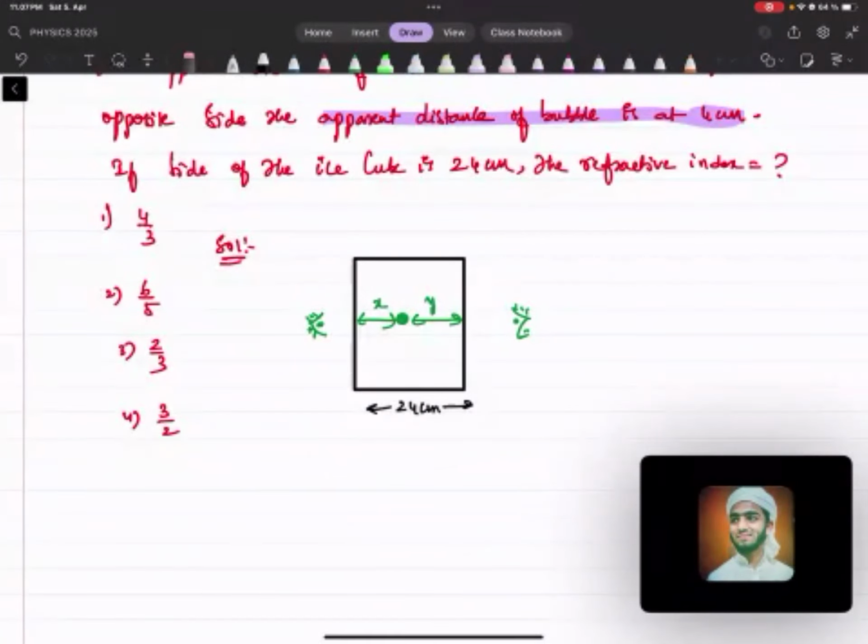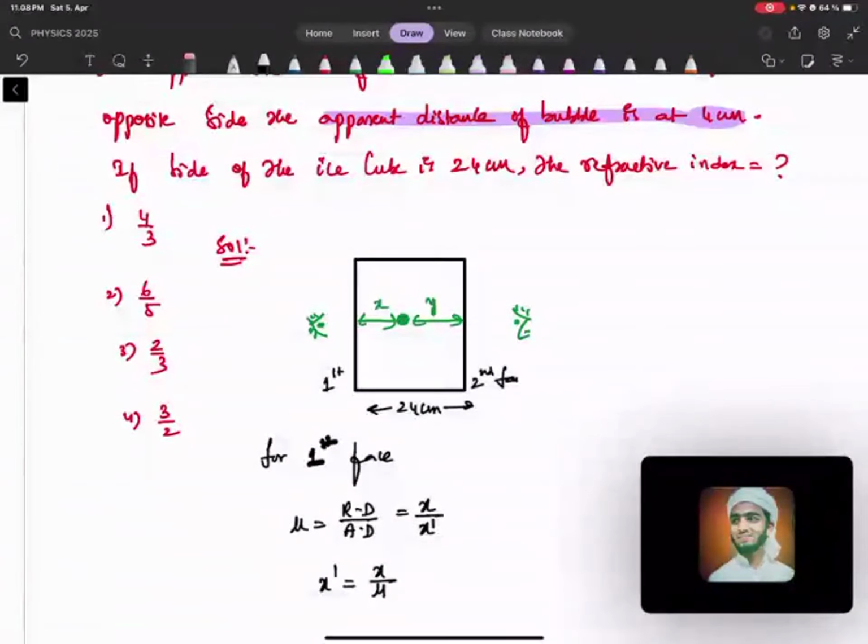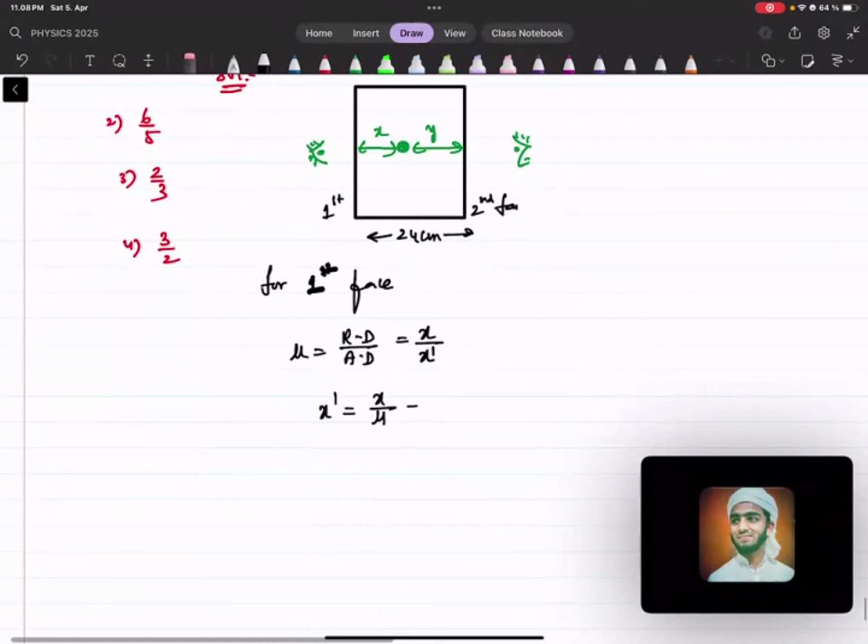What is that? Mu is equal to, I'll write first one here for this case. This is first phase. This is your second phase. So for the first phase, refractive index mu will be equal to real depth divided by apparent depth. Real depth, I don't know. Apparent depth will be equal to x dash. So x dash will be equal to x divided by mu, beta. X dash is given how much in the problem? 12 centimeters. So x is equal to 12 into mu.